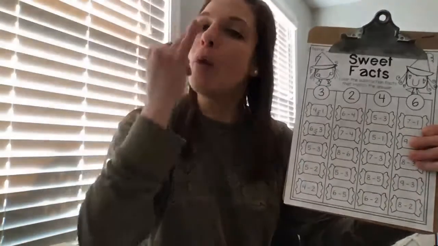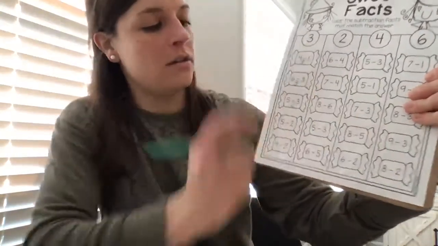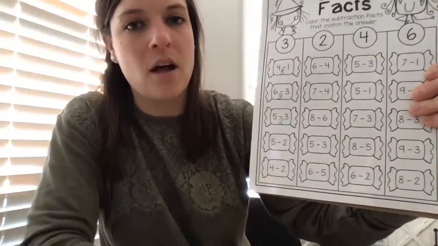5, take away 3. So I have 5. I'm going to take 3 away. 1, 2, 3. How many do I have left? 2 left over. So I'm going to write my answer here. Okay, let's keep going just the rest of this column.